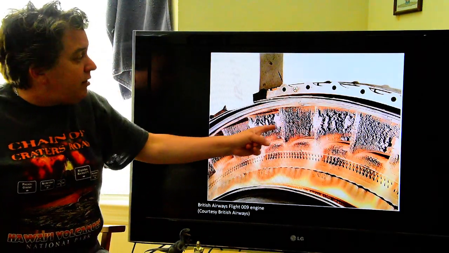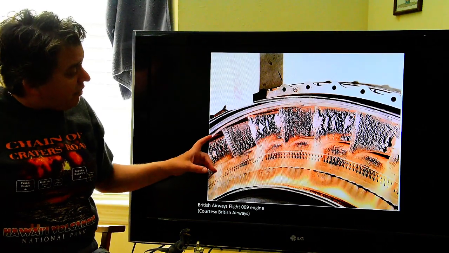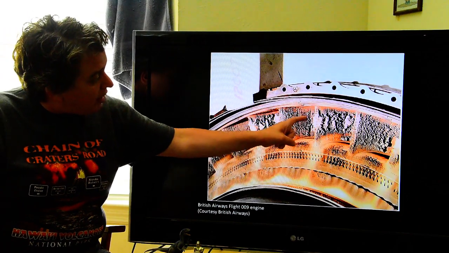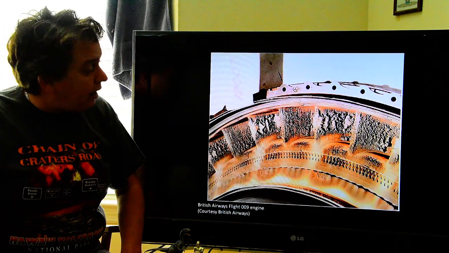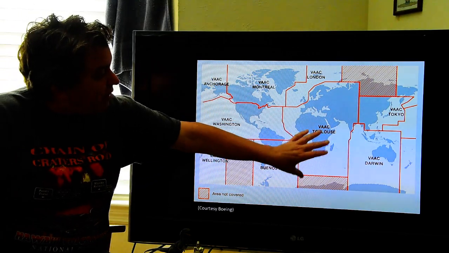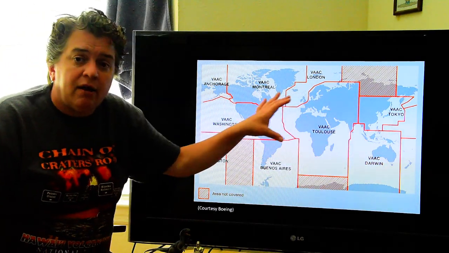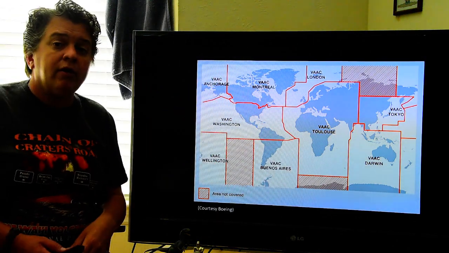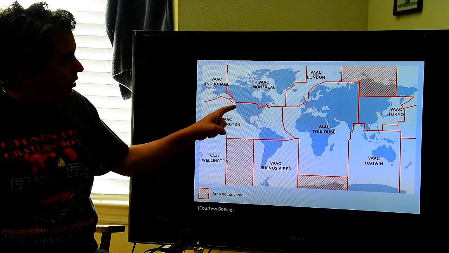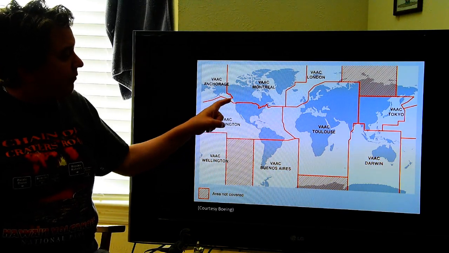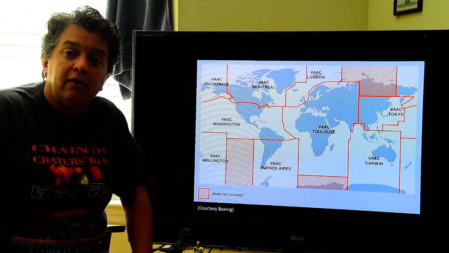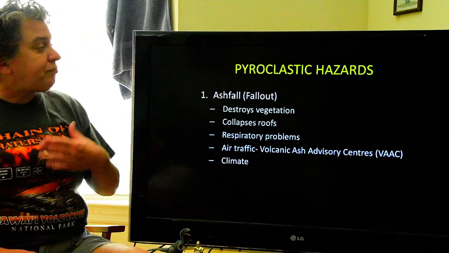This is the inside of one of those flights that went through the volcanic ash cloud, and you can see the ash that has melted onto that engine. These centers basically monitor the airspace in different parts of the world, and if, say, we have a volcanic ash cloud going over this area, air traffic would be diverted around that to prevent any kind of accidents from happening.